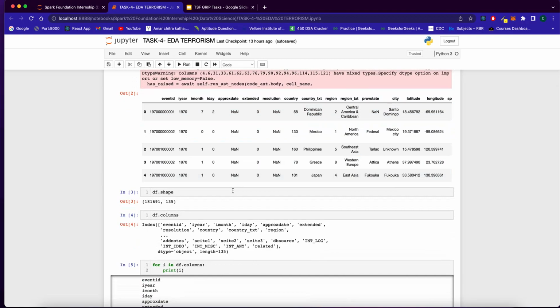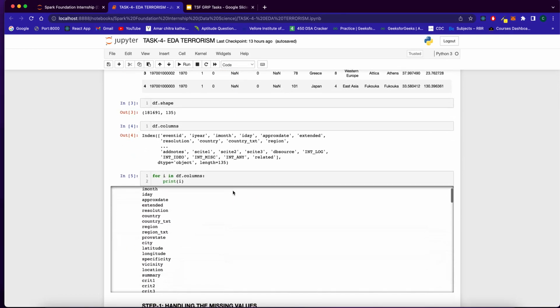Then I went on to look for the shape of the dataset. It gave me the idea about the number of rows and the columns in the dataset. As there were 135 columns, I needed to understand the importance of each and every column and what each provides. Like country_txt gives the country where the terrorist attack had happened. All these things I wanted to understand, because when there were 135 columns, our main role is to reduce the number of columns as well, so that it becomes easy for the ML engineers to code a model.